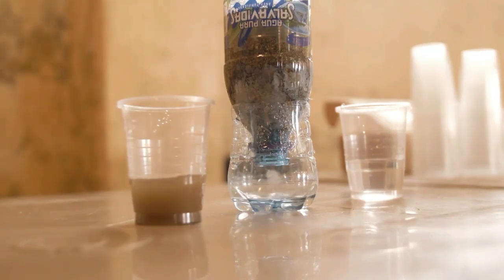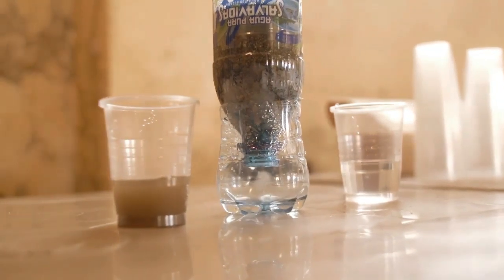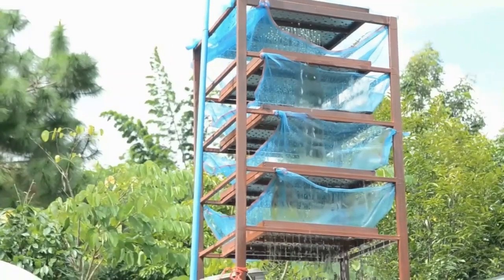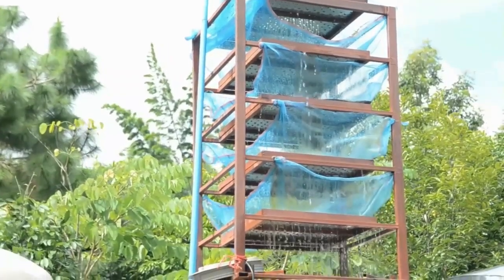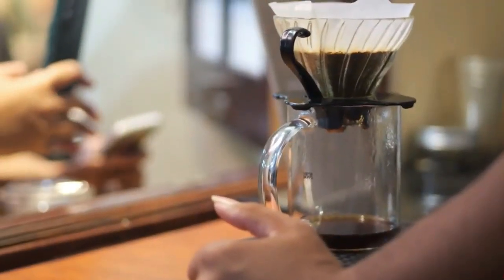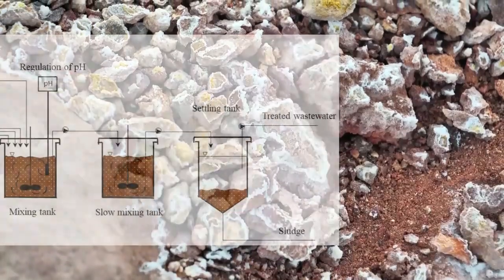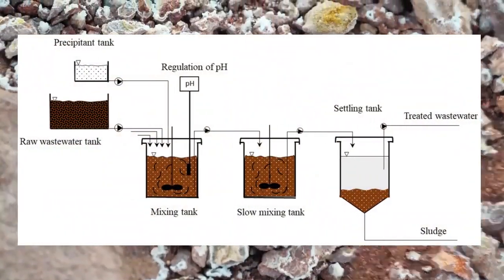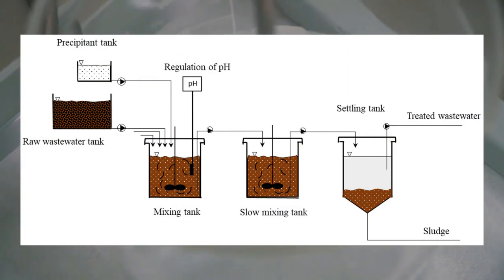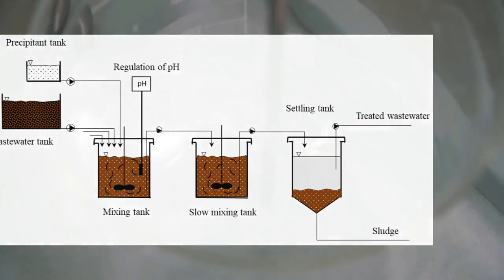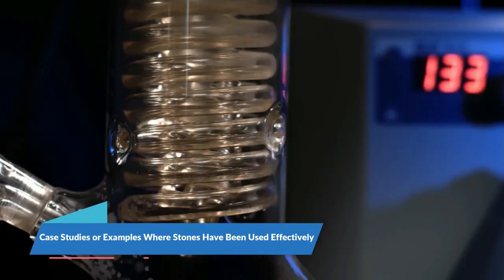Filtration. Sand and gravel, with their various sizes and densities, physically filter out particles, while clay can trap smaller micron-sized particles due to its fine particulate nature. Chemical reaction. Limestone can induce chemical reactions, such as the neutralization of acidity in water, which also helps in precipitating and settling out some dissolved pollutants. Case studies or examples where stones have been used effectively.